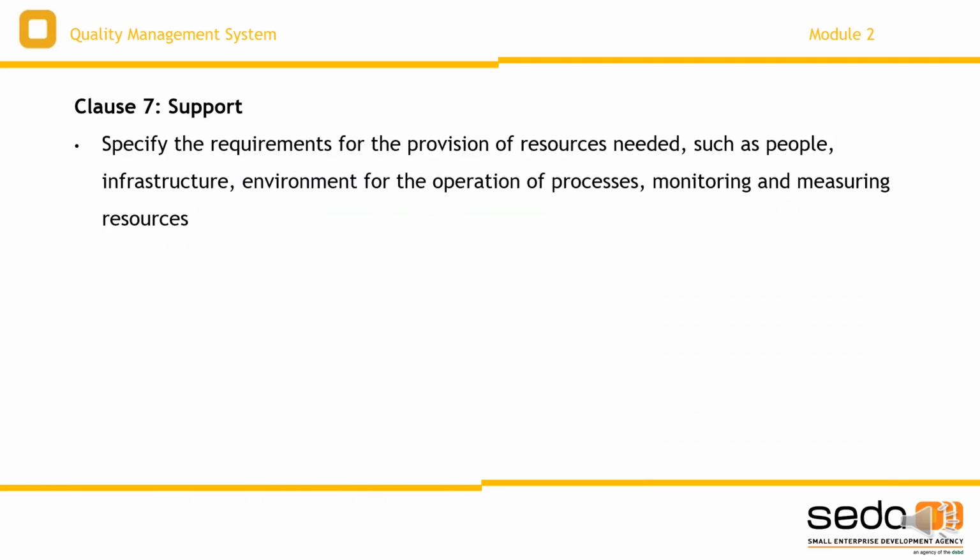And during the development of the quality management system, you need to identify how you are going to support that initiative. So you need to specify the requirements for the provision of resources needed, such as the people, including their capability and capacity, meaning providing a sufficient number of personnel who are also competent to do the job. Again, you need the infrastructure, such as your buildings, machines, and a conducive environment for the operation of your processes, and monitoring and measuring resources, such as your measuring tapes, scales, thermometers, pH meters.